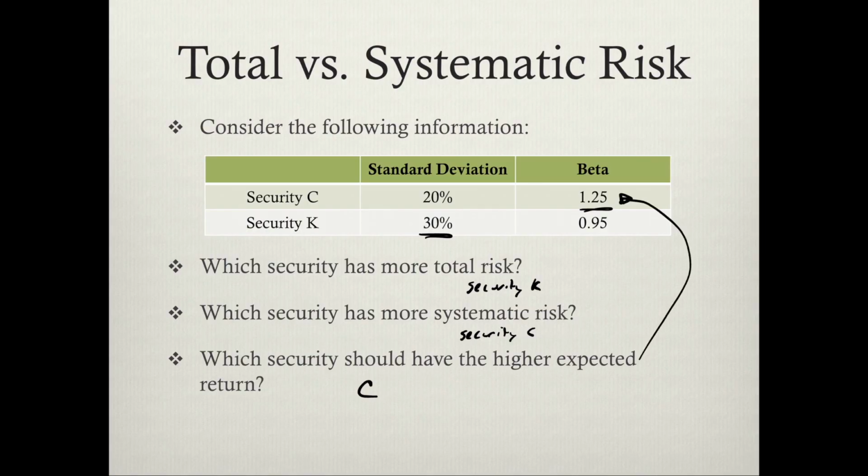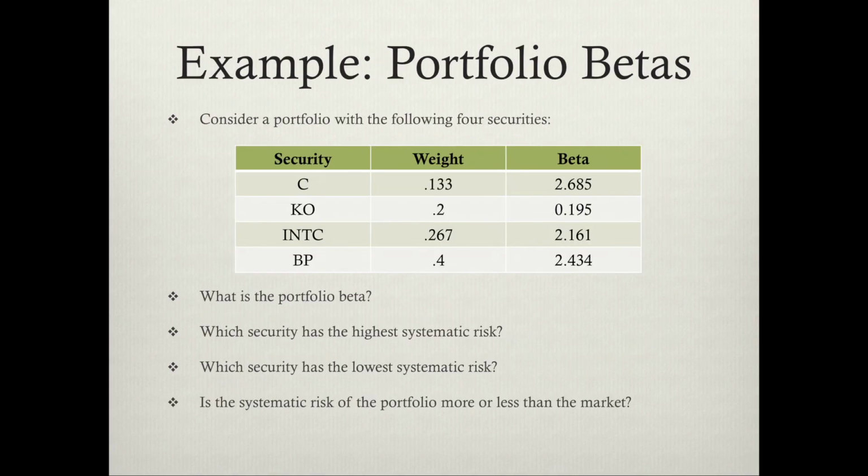Now, we conclude here with being able to calculate the beta for an entire portfolio. So you can calculate the beta for an entire portfolio if you know the betas of the individual securities. And once again, it's just a weighted average. So to calculate the portfolio beta, we are going to take the weight of our portfolio invested in Citigroup, multiply it by its beta, add to it the amount of our portfolio invested in Coca-Cola, multiply by its beta, and do the same for Intel and BP.